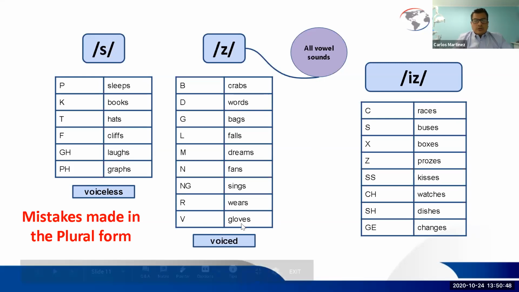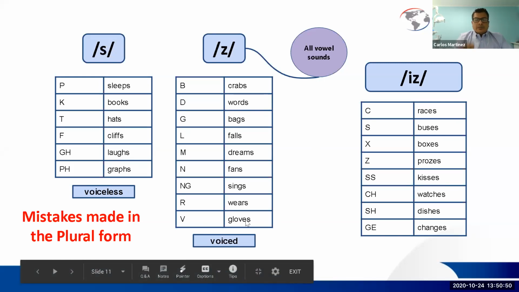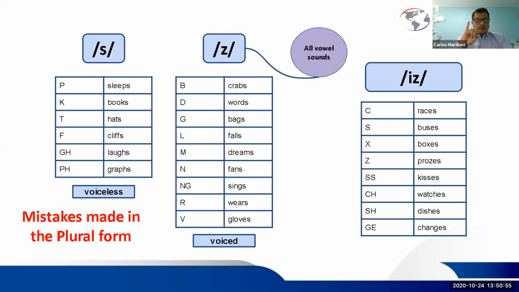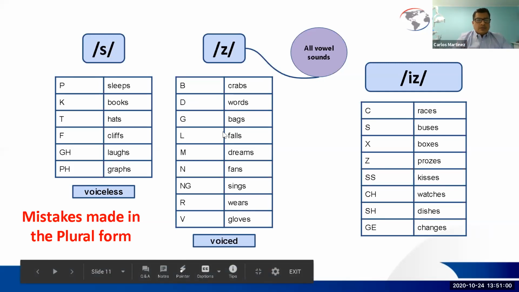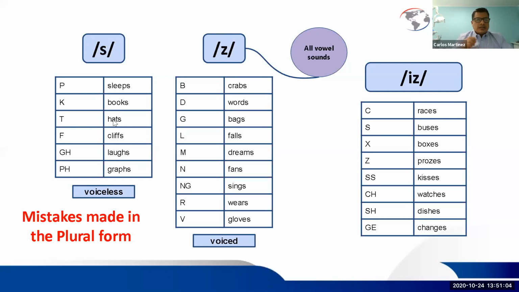But here, no. For example, you're not going to say glove-es, no. Glove, gloves, the Z sound. And the same here. You don't say hat-es, you say hats. So it's important for you to know these different types to avoid making pronunciation errors. And again, you don't say crabs with an s, you say crabz. You don't say sings with an s, no, singz.